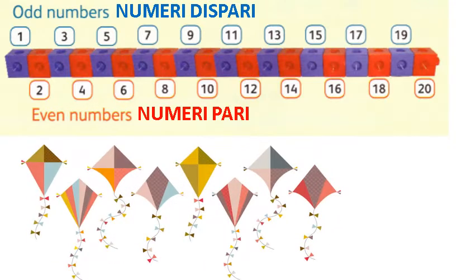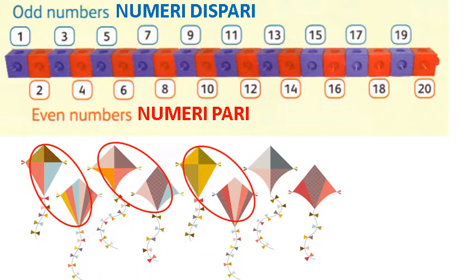Now let's try with these kites. Remember, count in 2s. 2, 4, 6, 8. Is this odd or even? Remember, if we don't have an extra one, it is even.